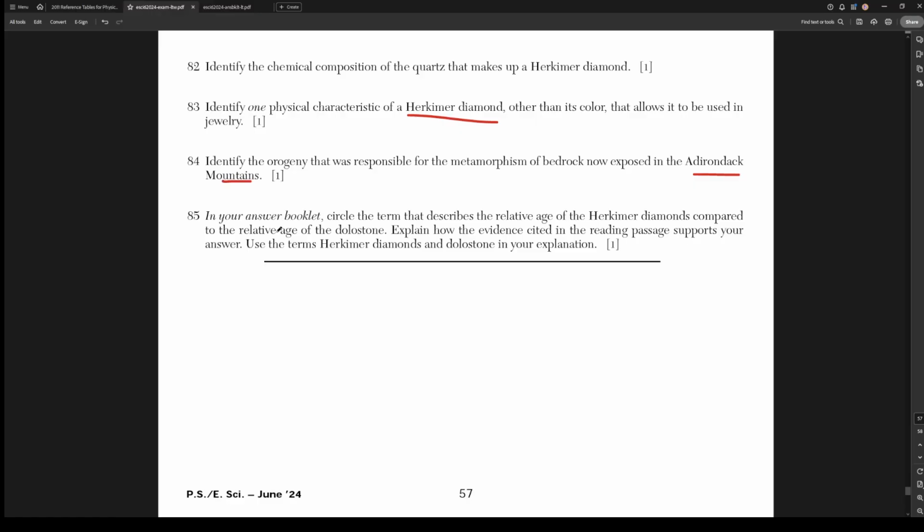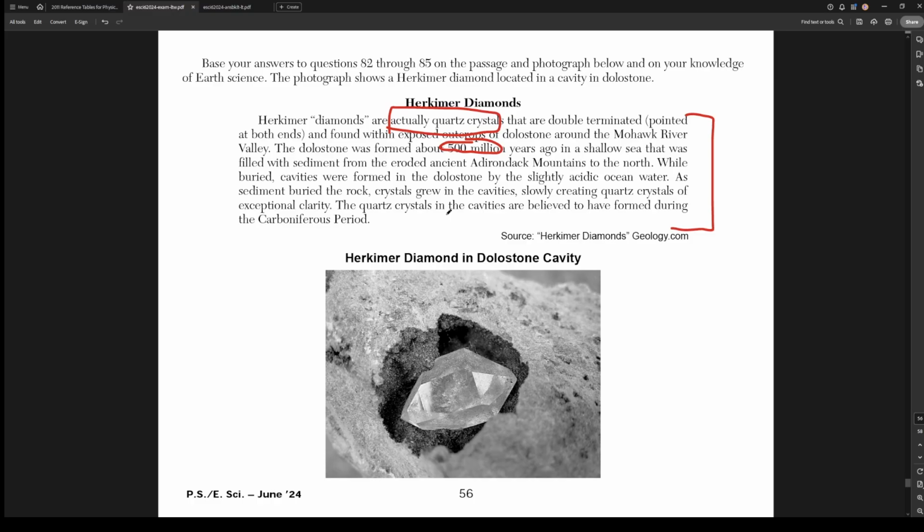85. In your answer book, last one, circle the term that describes the age of the Herkimer diamonds compared to the age of the Dollstone. Explain how the evidence cited in the reading supports your answer. Use the terms Herkimer diamonds and Dollstone in your explanation. Oh my gosh. Alright, let's see here. The Herkimer diamonds, of course, are double terminated and found within outcrops around the Mohawk River Valley. Dollstone was formed about 500 million years ago in a shallow sea. While buried, cavities were formed in the Dollstone by the slightly acidic water. As sediment buried, crystals grew in the cavities, creating the quartz.